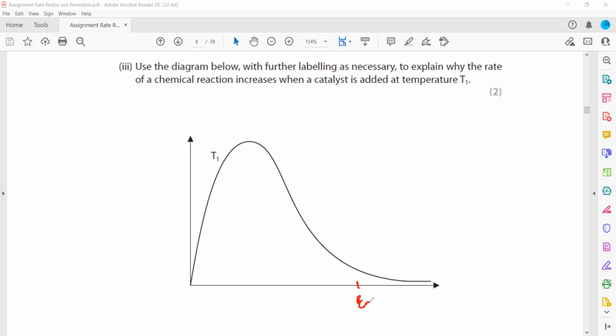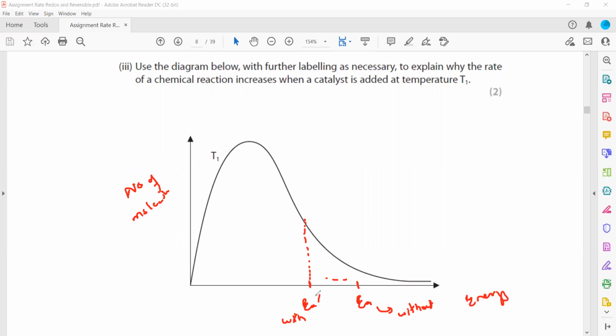The only thing that happens, like if this was the activation energy without catalyst, this will be the activation energy with the catalyst. So with catalyst, it will be lower, meaning more particles will be there after the activation energy, and that is the reason why. And the labels which we add here are the same labels: proportion of the molecules or number of molecules on the y-axis and energy on the x-axis.